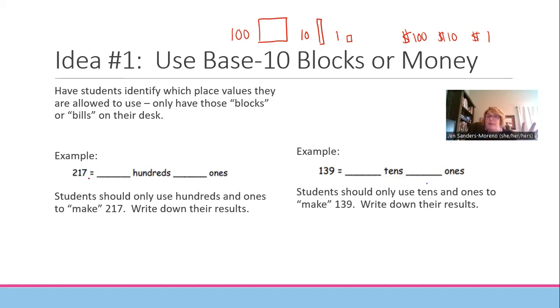So for example, we want them to build 217, but they're only allowed to use hundreds and ones. So that means they would only use the $100 bills and $1 bills, or the flats and the little tiny units, okay? Now, technically, they could make 217 all with ones. But here we want them to try to be as efficient as possible. So we're going to ask, okay, how many hundreds could you use? And they're going to say, I can use 2. 3's too many, 1's not enough, 2 is perfect, okay? And then we ask ourselves, okay, well, can we build 17 all out of ones?